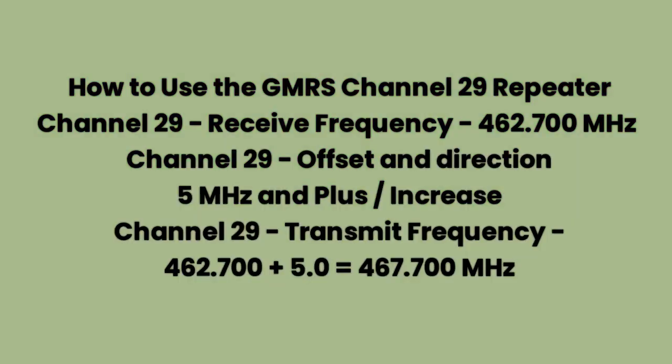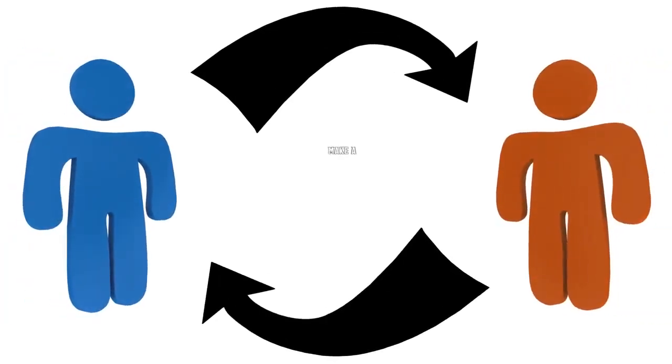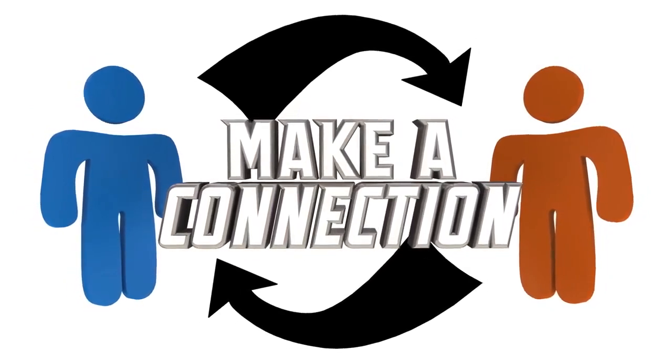When you press the push to talk button, PTT, your radio switches from listening on 462.700 MHz to transmitting on 467.700 MHz. When that happens, the other users on channel 29 can't hear you because you're not transmitting on the frequency where they are receiving. Instead, you are transmitting on +5. So, how do you communicate with the other people? That's where the repeater comes into play.